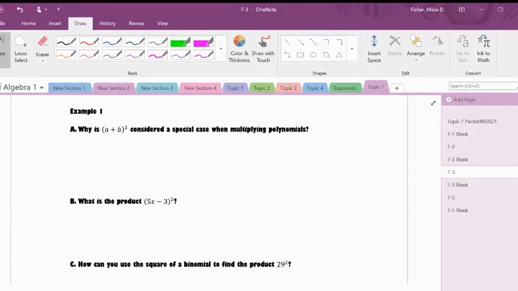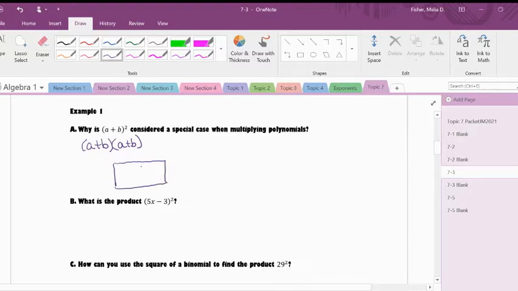Algebra 7-3, example 1. Why is (a + b) squared considered a special case when multiplying polynomials? Let's take a look at what this really means. If (a + b) squared really means (a + b) times (a + b), we can multiply these by drawing out our table, or you could use the distributive property, whichever one you like best. I'm going to go ahead and use the table.